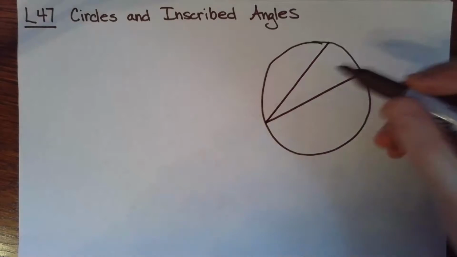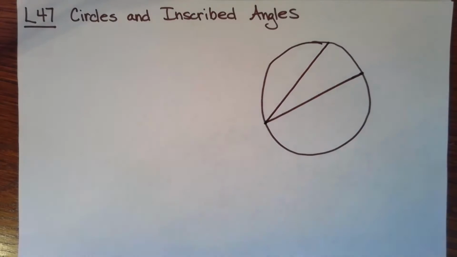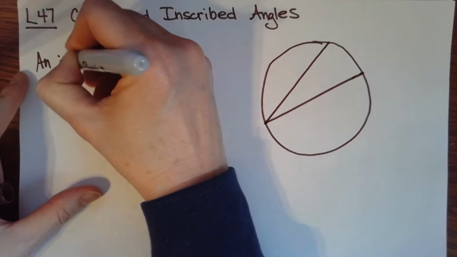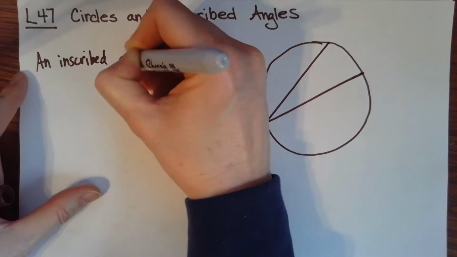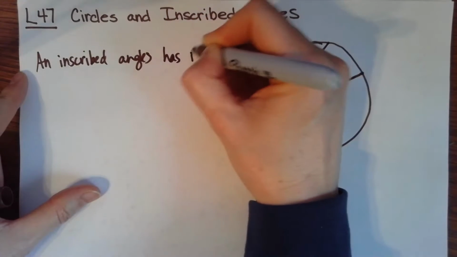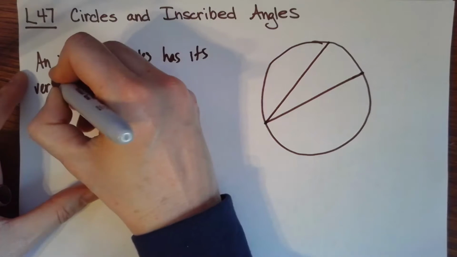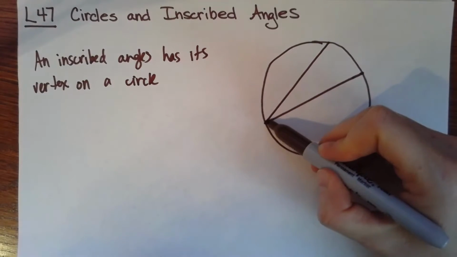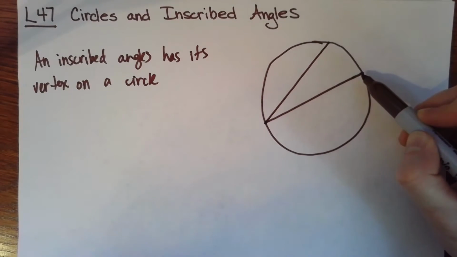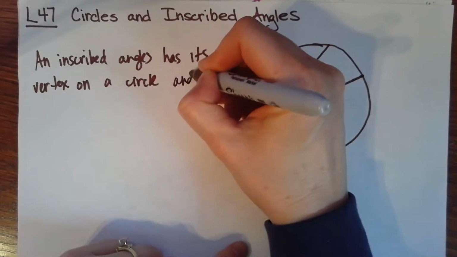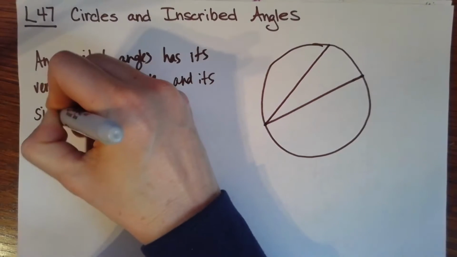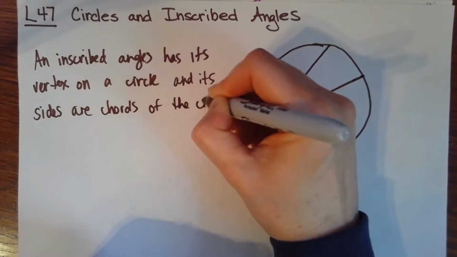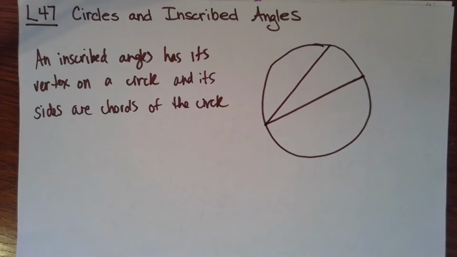If you look at that, one thing we notice is that the vertex of the angle is on the circle itself. So an inscribed angle has its vertex on the circle. And then if you think about its sides right here, its sides are chords of the circle. So that is what an inscribed angle is.